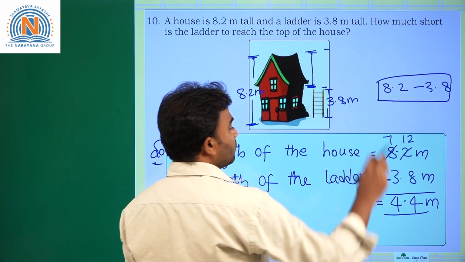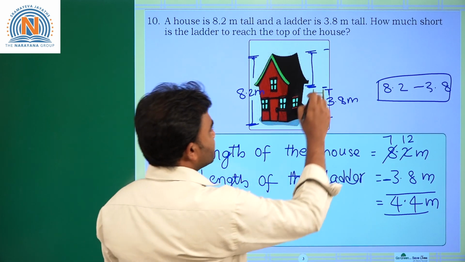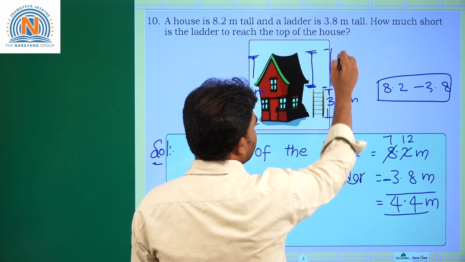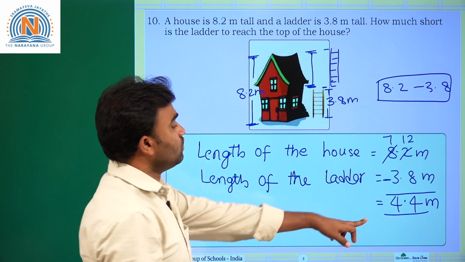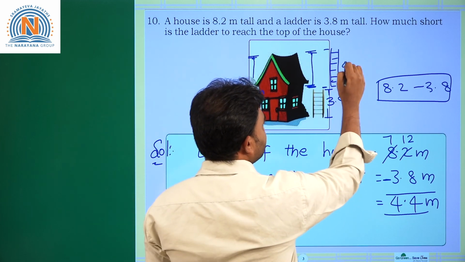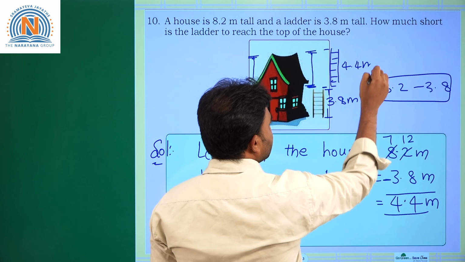If we have one more ladder of 4.4 meters, the length of the ladder should be 4.4 meters.